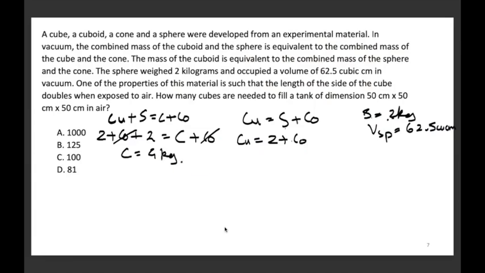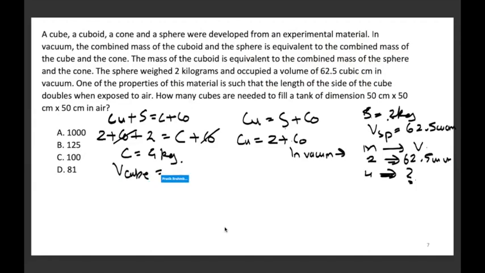Cube is 4 kilos and sphere weighs 2 kilos. Sphere weighs 2 kilos and its mass occupies a volume of 62.5 in vacuum. So in vacuum, when mass is 2 kilos, it occupies a volume of 62.5 cubic centimeter. So when mass is 4 kilos, what volume does it occupy? So volume of cube here will be equal to 4 into 62.5 upon 2, which comes to 125 cubic centimeter, which is the volume of the cube. Okay, this is in vacuum.